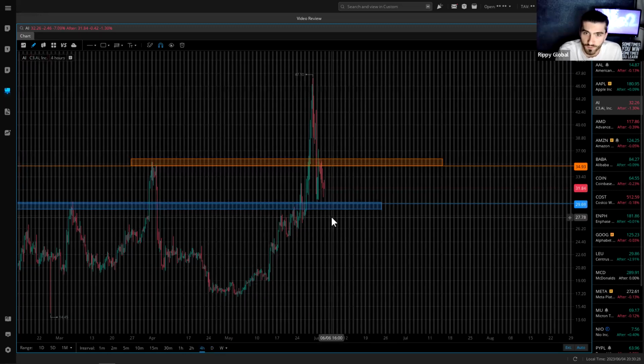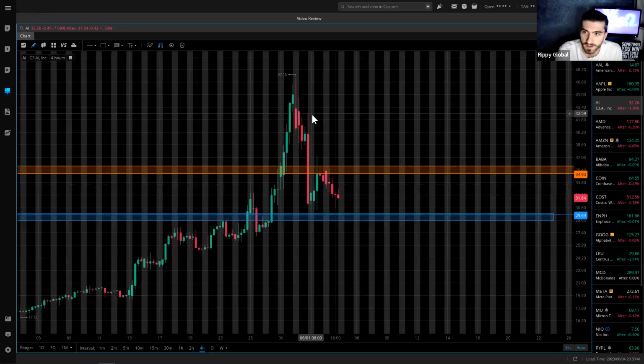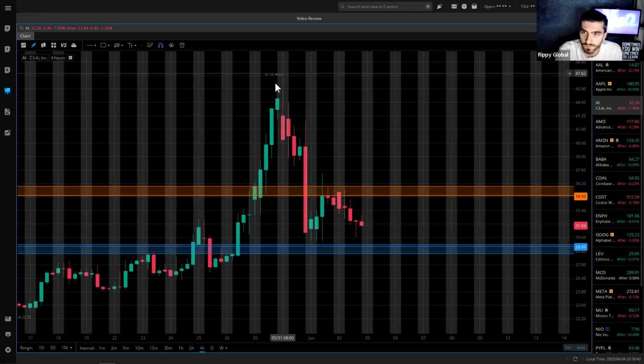So the main support I see on AI is going to be roughly $29.70, if not $30 a share. And then the resistance, the first level of resistance that I see is roughly $35 a share. Don't leave out the idea of that $47, but also the consolidation the day after around this area right here.